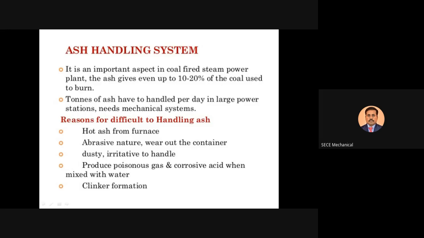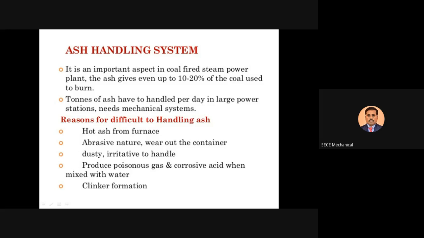Every day we are using a high amount of coal, so definitely many tons of ash are produced in the furnace area due to the combustion. Tons of ash have to be handled per day in a large power station, which needs a mechanical system. If you want to dispose of the ash, you need different types of systems. One type is called the mechanical system. We'll discuss some other systems also. All of these come under the different types of ash handling systems.